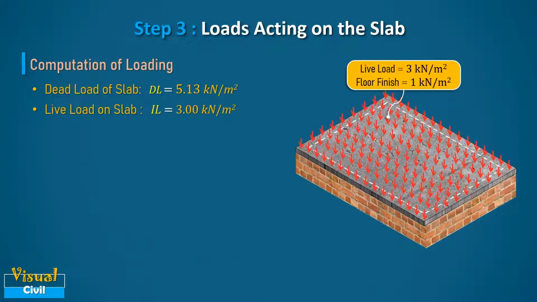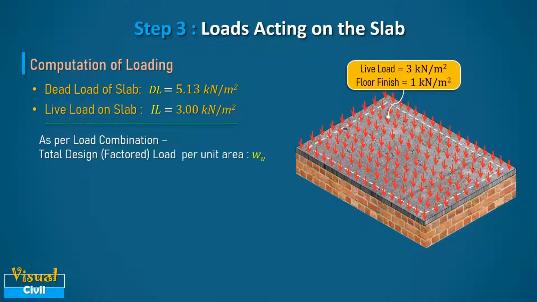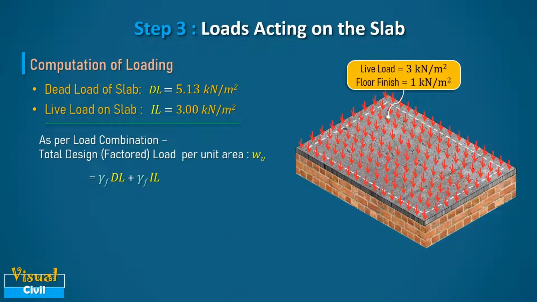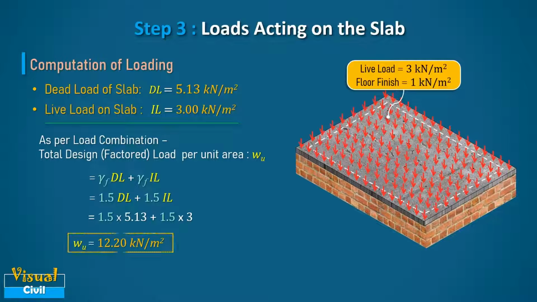After getting dead load and imposed load, compute the total design or factored load per unit area using a load combination of dead load plus imposed load with a partial safety factor of 1.5 as given in table 18 of IS 456. Thus, the total design or factored load per unit area equals 1.5 times dead load plus 1.5 times imposed load. This is equal to 12.2 kilonewton per meter square.